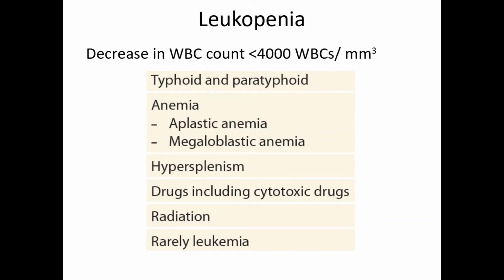Now let us see the causes for reduction in the total WBC count, which is leukopenia. So leukopenia basically means the total WBC count is less than 4,000 WBCs per cubic millimeter. Infections with typhoid and paratyphoid, aplastic anemia and megaloblastic anemia, hypersplenism, some cytotoxic drugs such as those used in cancer chemotherapy, radiation, and sometimes leukemia. All these can cause a reduction in the total WBC count, which is called leukopenia.